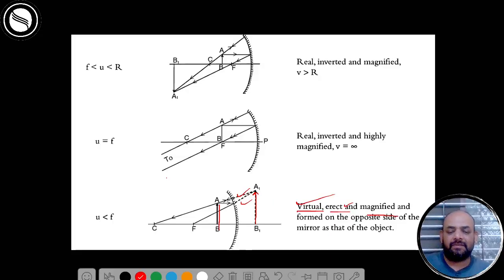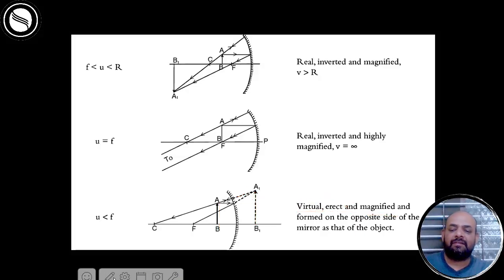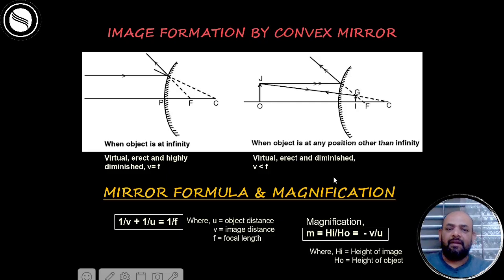So these 6 situations we have to study. Ray diagrams are very important. Almost every year, in every exam, they will give one ray diagram, either from mirror or from lens. But mirror and lens are similar, so if you learn mirror here, you can do lens also.